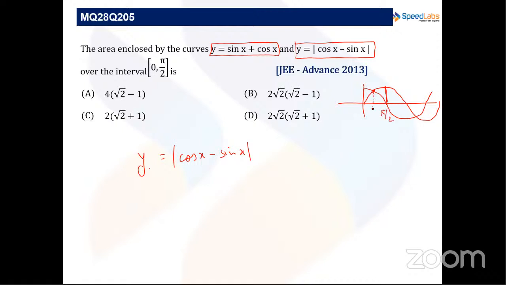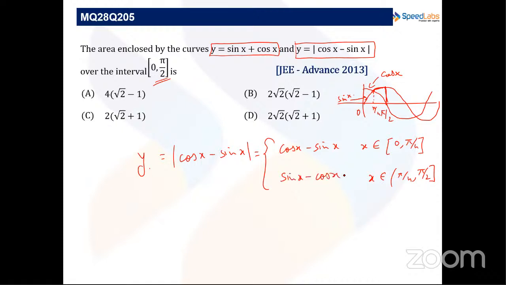At this point pi by 4, so from 0 to pi by 4, our cos x has more value than sin x, and we are looking for the interval of 0 to pi by 2, and from pi by 4 to pi by 2 the sin x value is more than cos x, so we can rewrite this as cos x minus sin x for x belonging to 0 to pi by 4, and for x belonging to pi by 4 to pi by 2, this value will be sin x minus cos x, because then the value of sin x will be more than cos x.